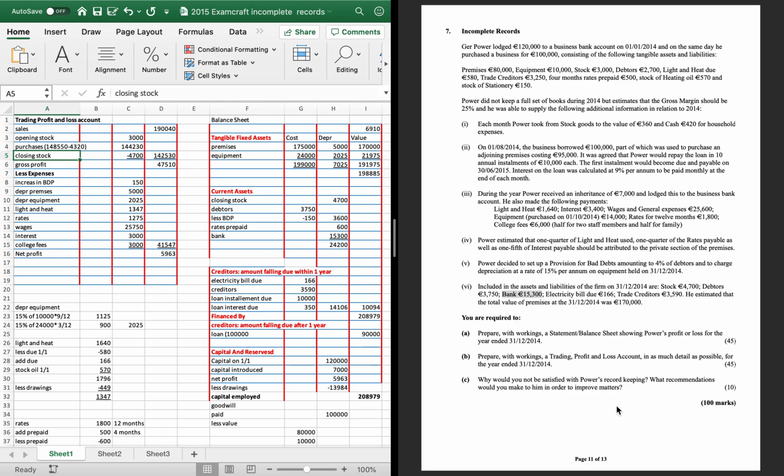So what recommendations would we make? Well, the recommendations are that he does all of those things. So he keeps an analyzed cash book, keeps proper bank records, doesn't estimate, and uses the double entry bookkeeping system to keep a proper set of accounts. Okay, hopefully that works for you.